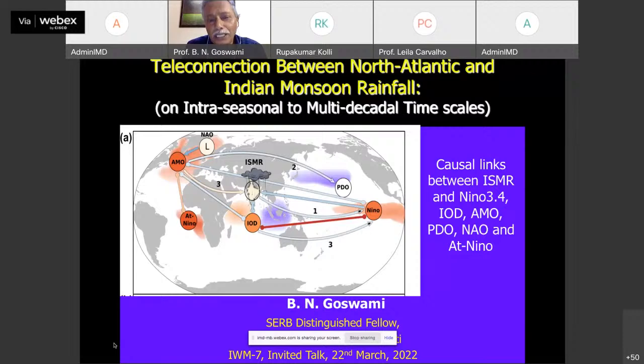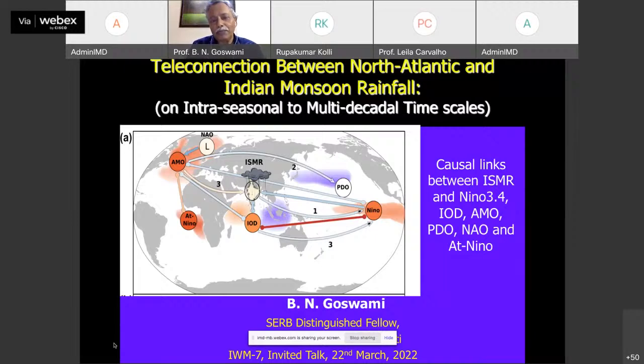So one of our concerns has been to establish the drivers, and in that connection, causality has been a major concern over the years. Which are the drivers that have a direct causal association with the monsoon?